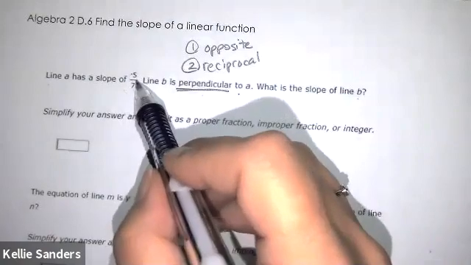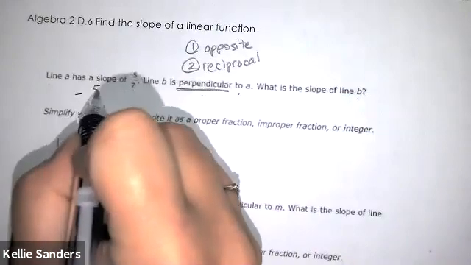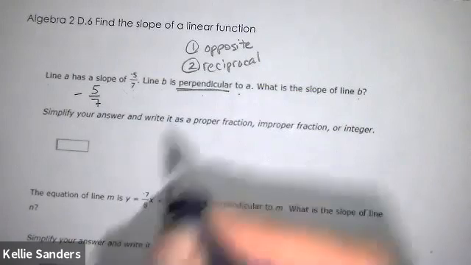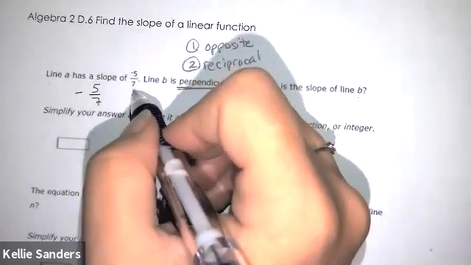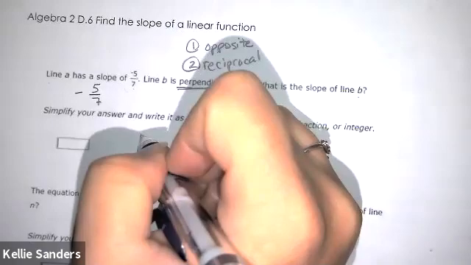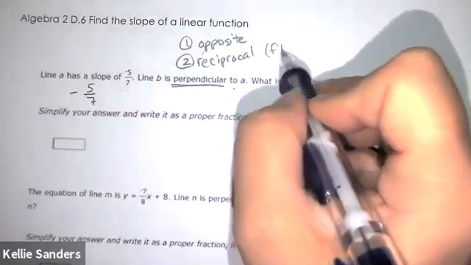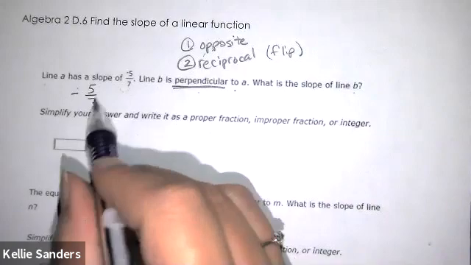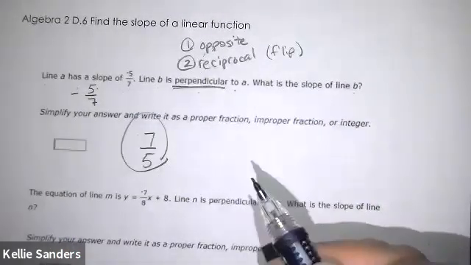Now, if it says negative 5 over 7, the whole thing is negative, not just the 5, but the whole fraction. So whenever I say opposite, if your original slope is negative, then your answer is going to be positive. So opposite, reciprocal. Reciprocal means to flip the fraction. So if this is negative, our answer is going to be positive. If it's 5 over 7, our answer is going to be 7 over 5. Done.